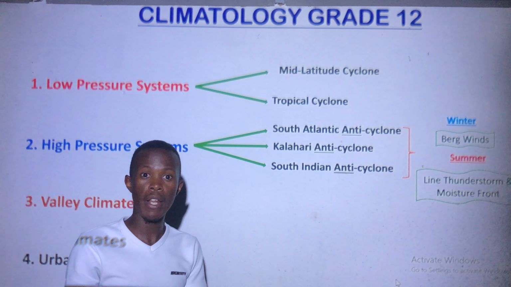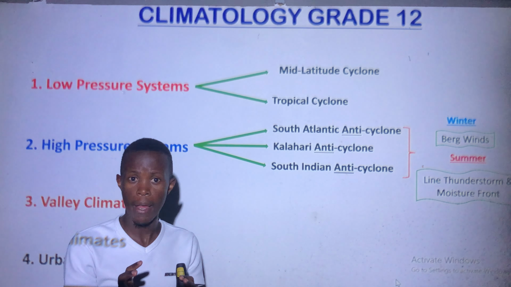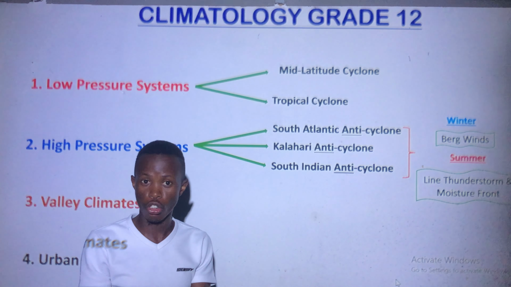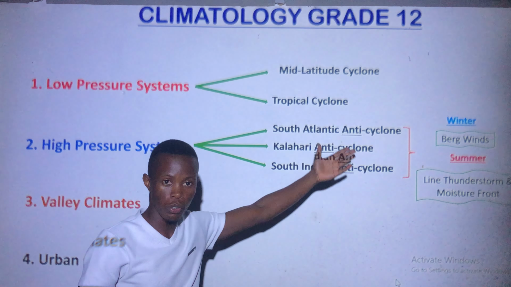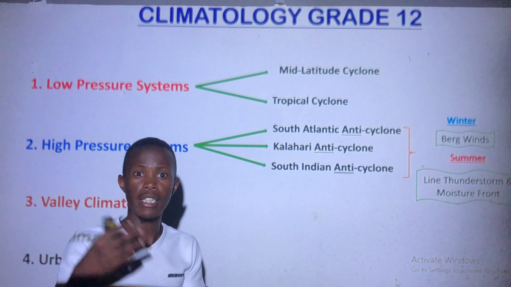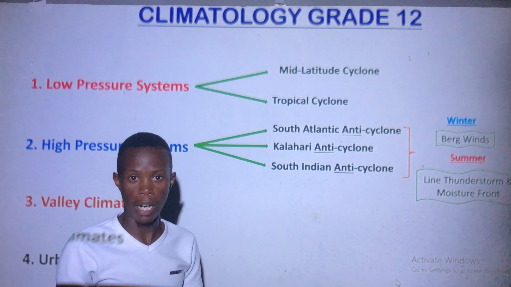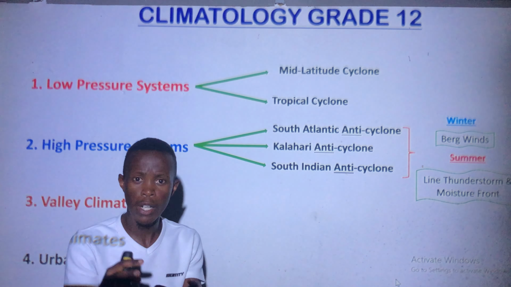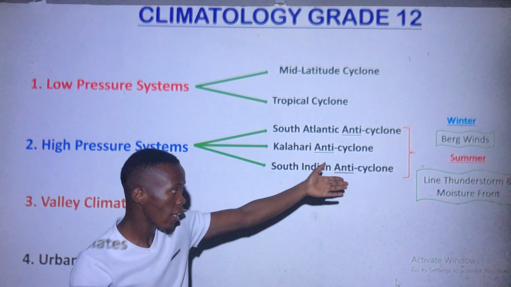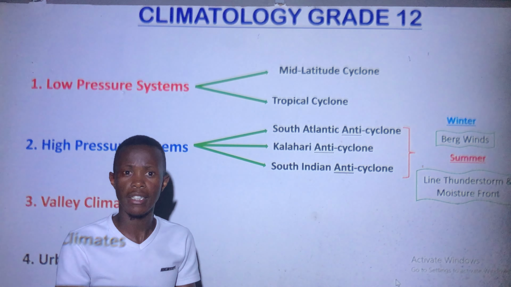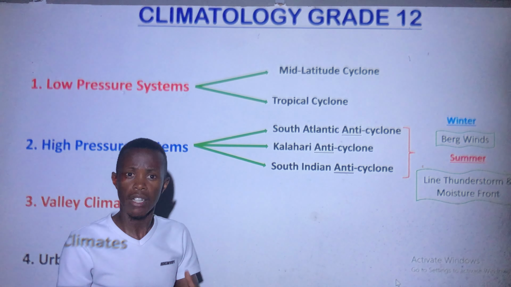There are exam questions where they mostly like to give you an image or a diagram, just anything, and maybe they show you berg winds. Then they will ask in which season berg winds occur, and already you know it's during winter. Or the question may be, which season is depicted in the above diagram? How do you know? You just look at which weather phenomenon is occurring. For example, if the phenomenon is a line thunderstorm and moisture front, then you already know it is summer. But if the weather phenomenon is berg winds, then you know it's winter.